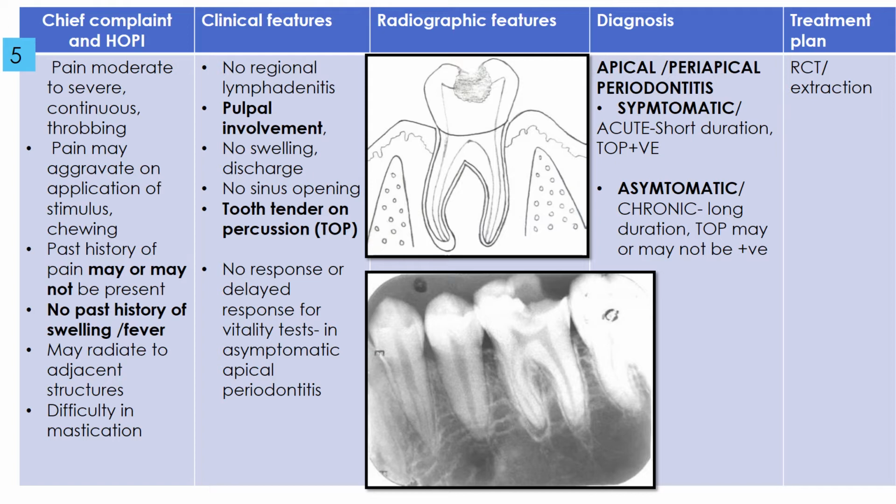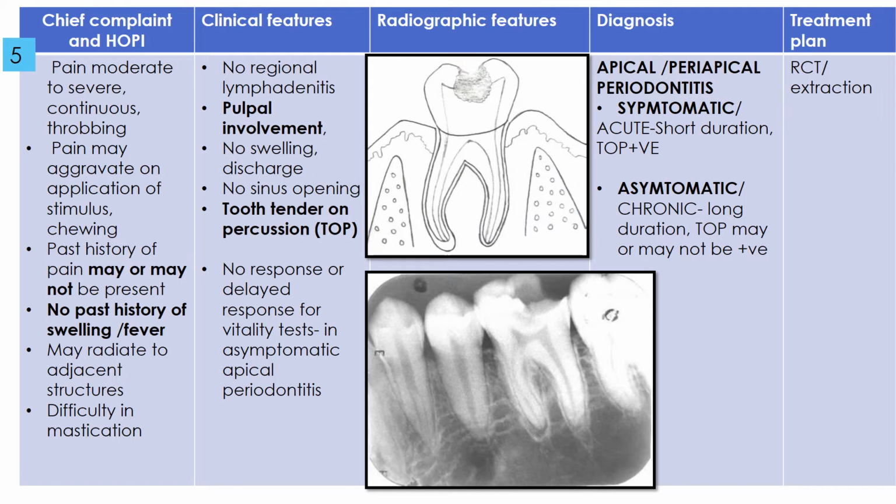No past history of swelling or fever. The pain may radiate to the adjacent structures and there's definitely difficulty on mastication. The clinical features would be no regional lymphadenitis, there is pulpal involvement clearly, there is no swelling or discharge, no sinus opening, and the tooth is tender on percussion. So this is the difference from the previous stage of reversible and irreversible pulpitis, where the teeth were non-tender on percussion, whereas in apical periodontitis, clearly the teeth are tender on percussion.